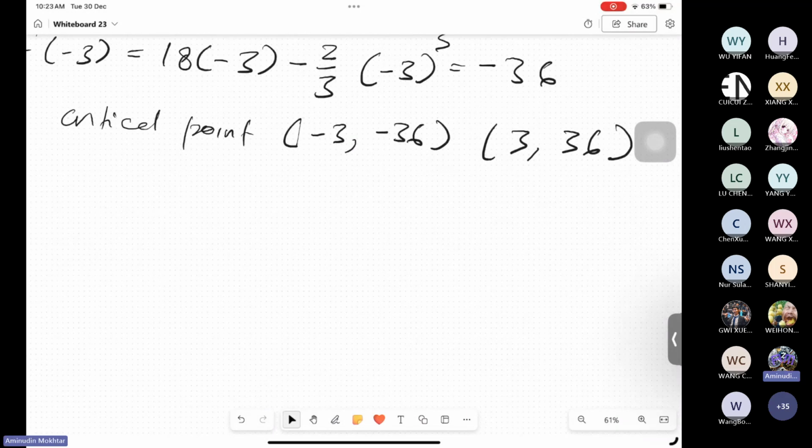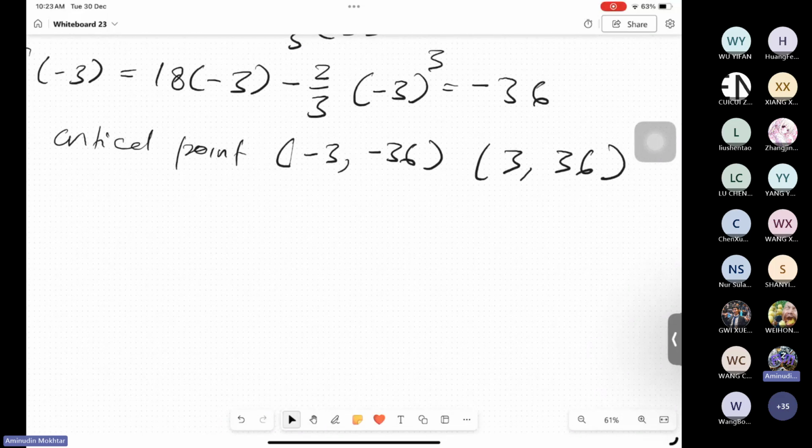Let's say I would like to determine whether these critical points are a minimum point or maximum point, whether one or both of the points is a maximum or minimum. We can decide by applying the first derivative or second derivative method. The first one is the first derivative method.